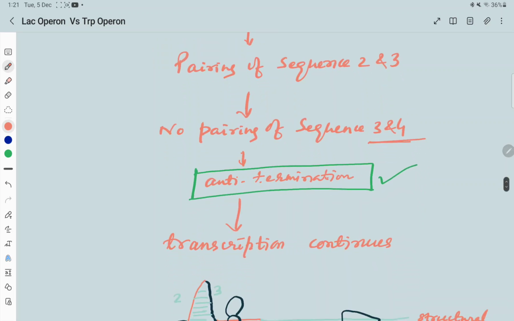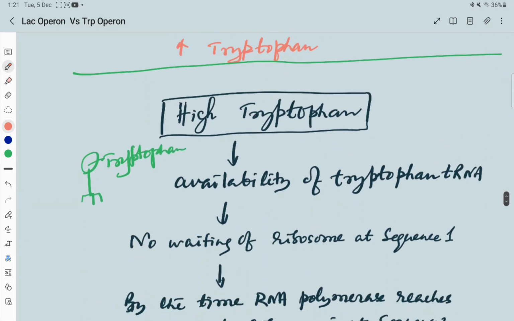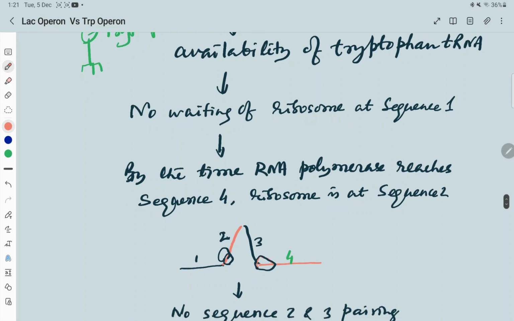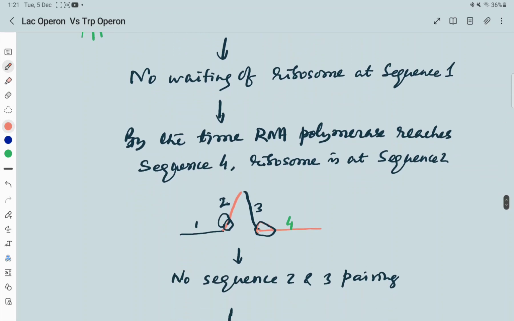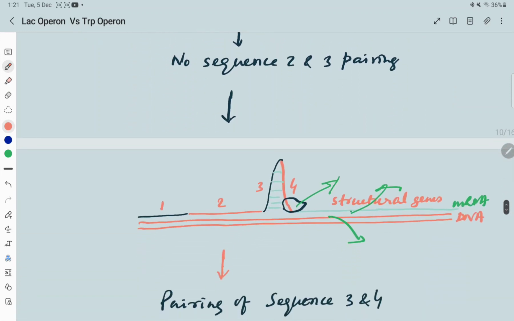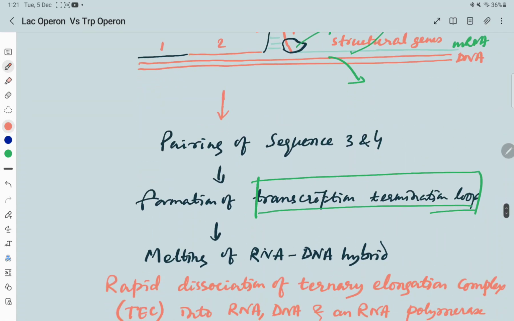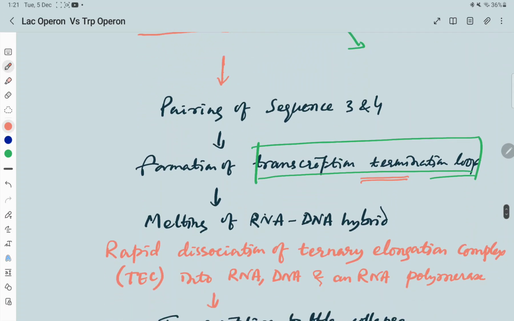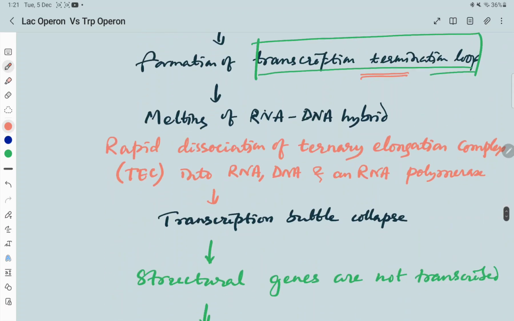So there is no termination, and transcription continues. But when there is high tryptophan, there is availability of tryptophan, tRNA is also high, so there is no waiting of the ribosome at sequence 1. By the time RNA polymerase reaches sequence 4, the ribosome is at sequence 2. So there will be no 2 and 3 base pairing. That means automatically it will lead to 3 and 4 complementary base pairing, and this 3 and 4 base pairing forms the transcription termination loop, and the transcription is stopped because there will be melting of the RNA-DNA hybrid.